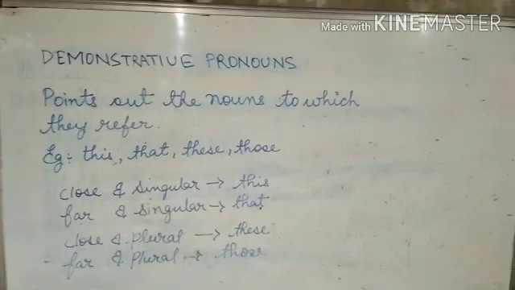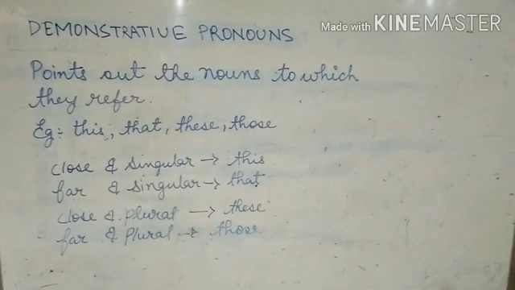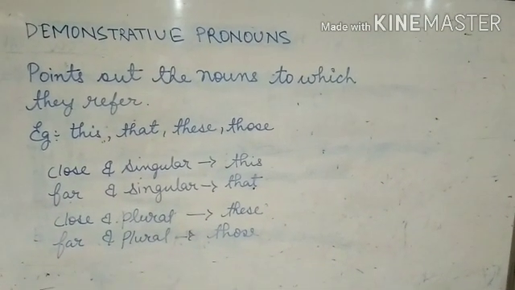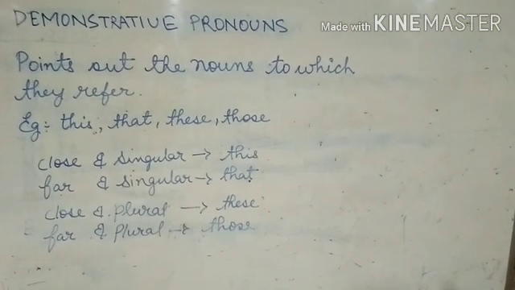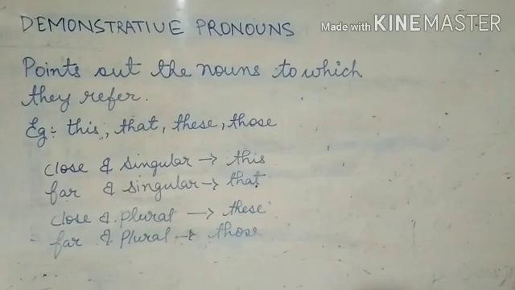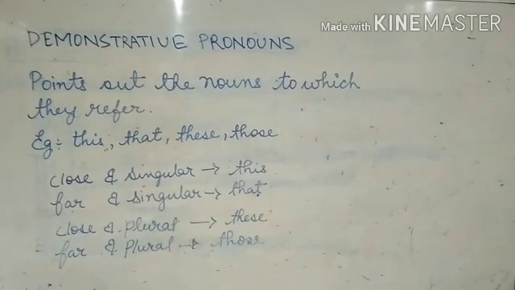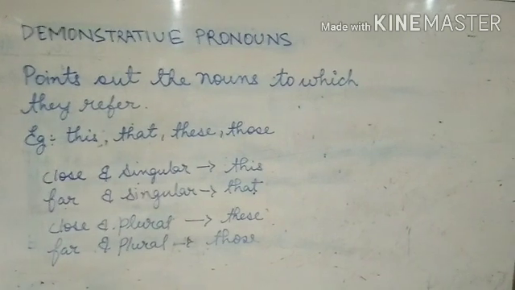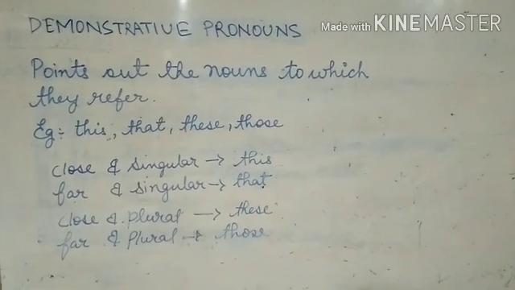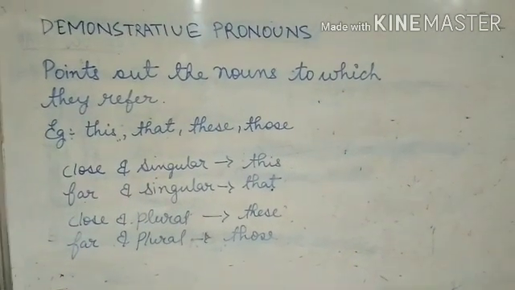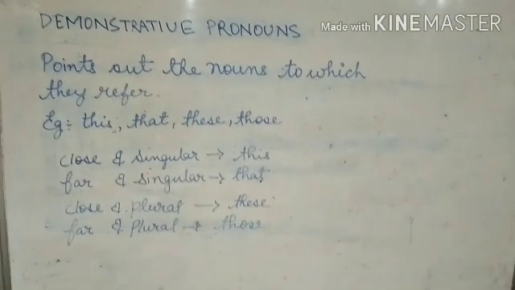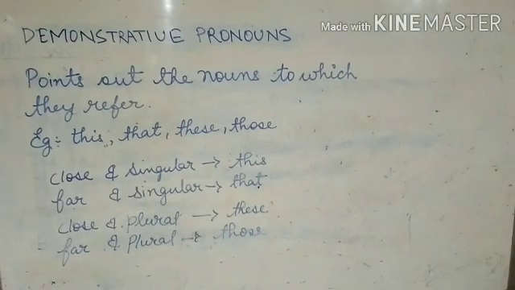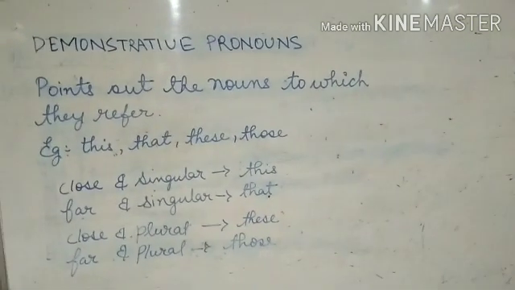Let's begin, children. Here is the demonstrative pronoun. Demonstrative pronoun is the word which points out the nouns to which they refer. Nouns are the naming words. If I am telling this is a board, I am pointing towards it, I am talking about this board. So this is the demonstrative pronoun. It is showing you a thing.